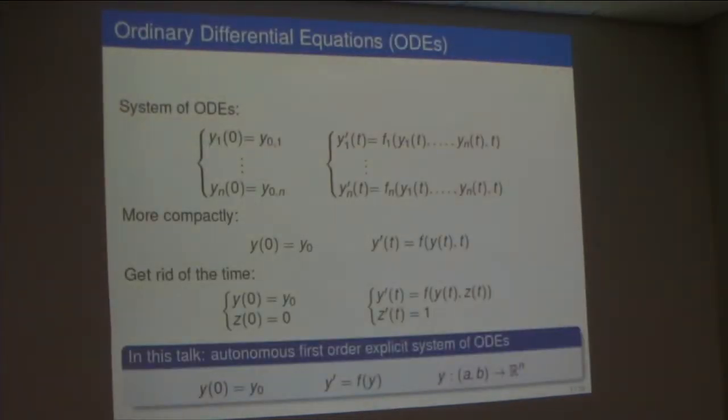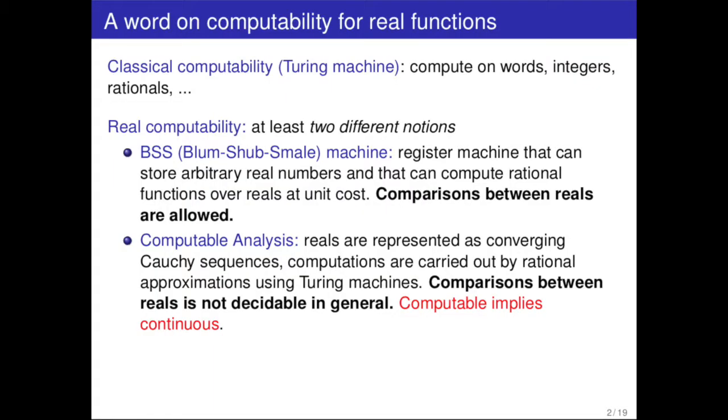As I said, I'm only going to look at systems of ordinary differential equations. So, n variables y1 to yn. The derivative is a function of time and the function. For simplicity, I'm always getting rid of the time by introducing another variable. And thus, the systems are always autonomous. And those are always systems over these.